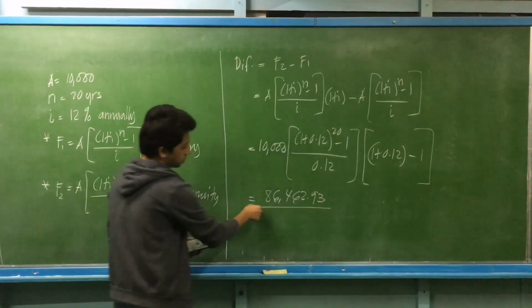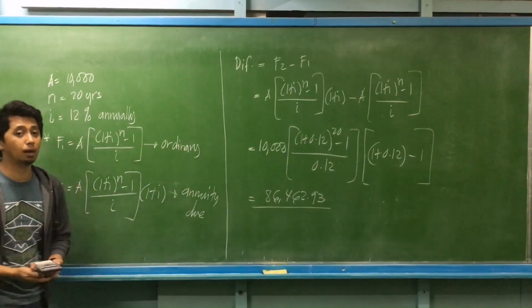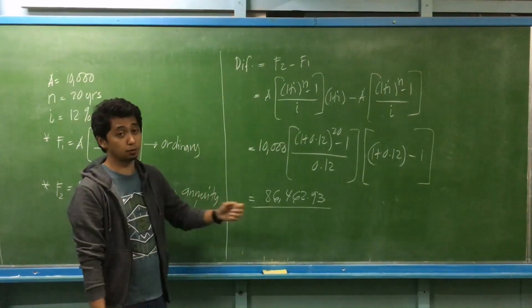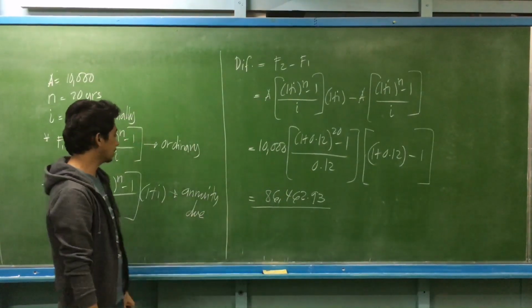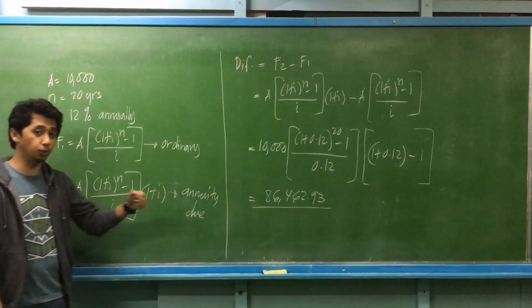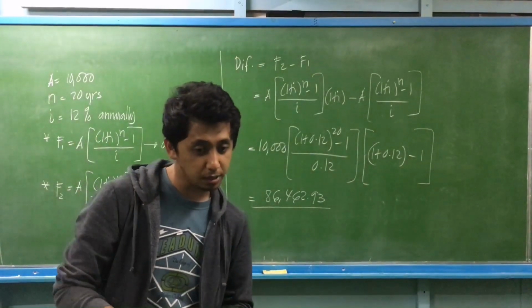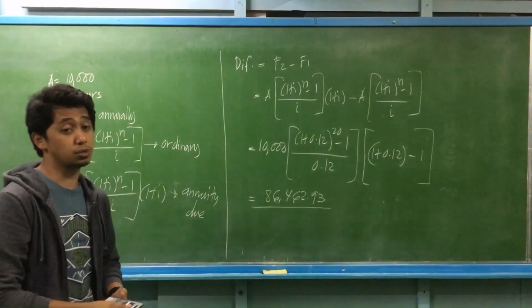86,462.93. Yeah. So, alam natin na mas mataas yung value ng annuity due kasi magte-take effect siya ng mauna yung interest period ng annuity due compared to ordinary annuity. So, it's 86,463, letter A sa choices.